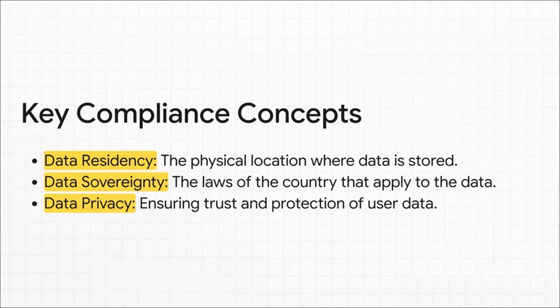Data residency is the easy one. It's just the physical, geographic location where your data is stored. Is it in a data center in the US or one in Germany? That's residency. Now, data sovereignty is the legal piece. It means your data is subject to the laws of the country where it resides. So if your data is in Germany, it's subject to German and EU laws like GDPR. Finally, data privacy is all about how Microsoft protects personal data to earn and keep user trust. They're all connected, but they are not the same thing.